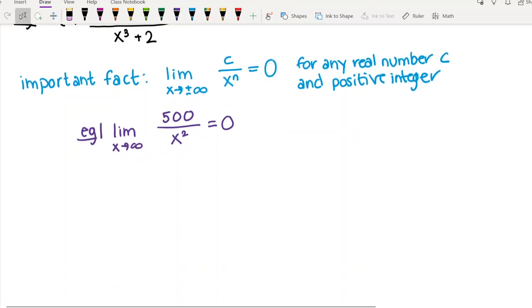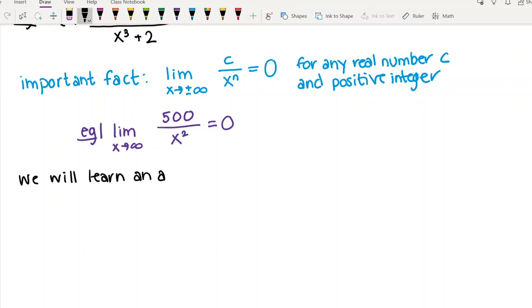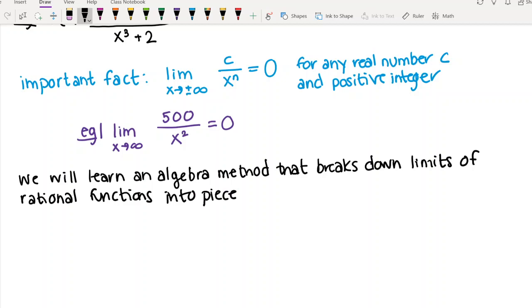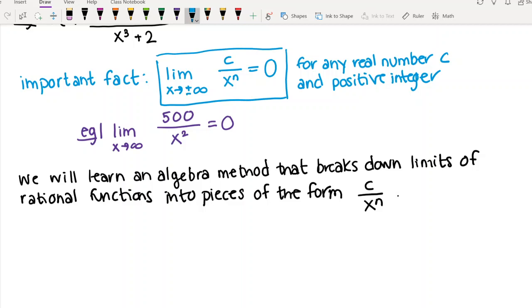So basically what we're about to do, and I'll write this down in words too, is we will learn an algebra method that breaks down limits of rational functions into pieces of the form c over x to the n. I always misspell pieces. I'm just going to leave it. Hopefully that's right. So we're always going to be coming back to this idea that we know that these limits are 0. And so if we can take other limits and break them into those pieces, we'll be able to see what parts are equal to 0 and what parts are left over and use that to find our final answer.